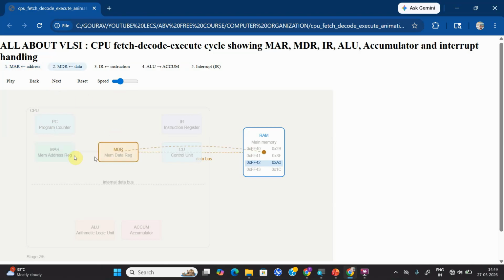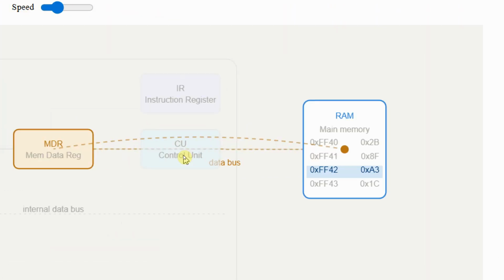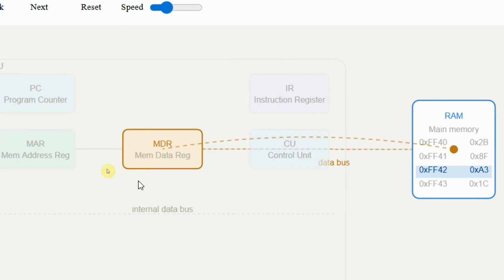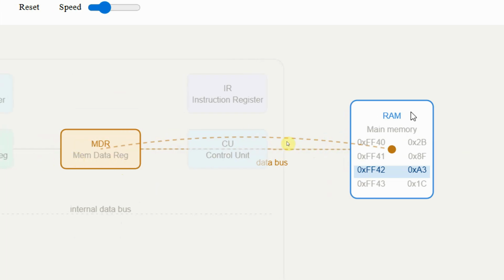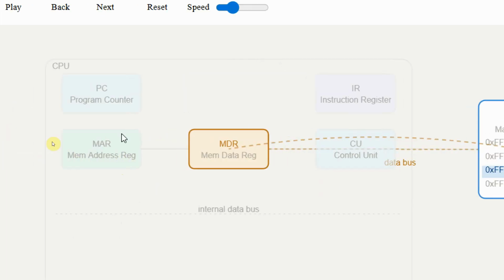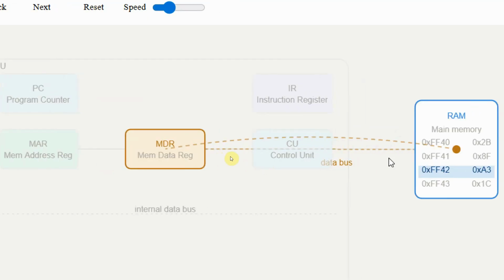So you can see from this animation, after providing the address from the memory address register to the address bus, we are going to use another register, which is known as the memory data register. Whatever data the processor wants to write into this memory, or read from this memory, will be stored inside this register. This memory data register will be sending the data onto the data bus, or reading the data from the memory via the data bus.